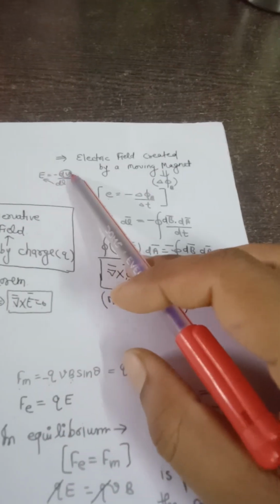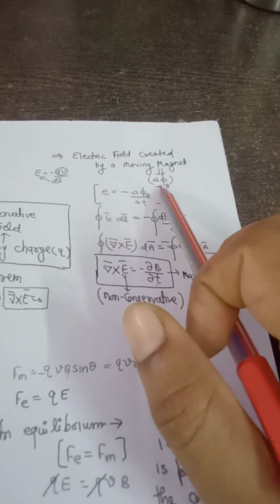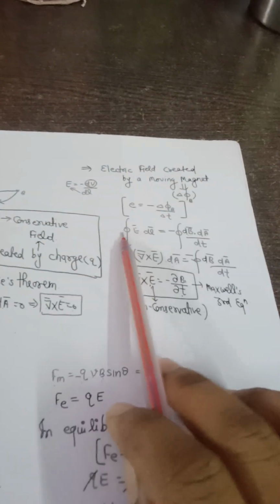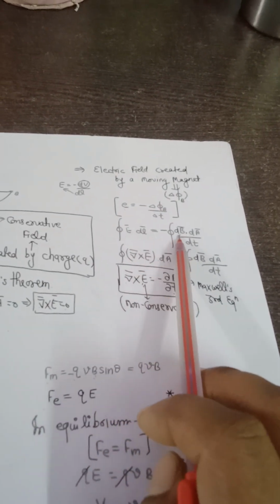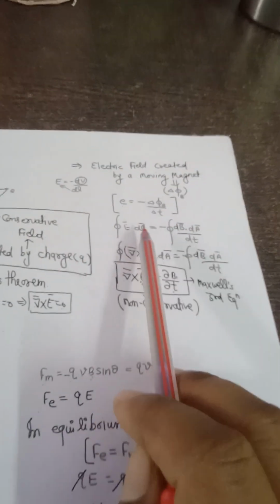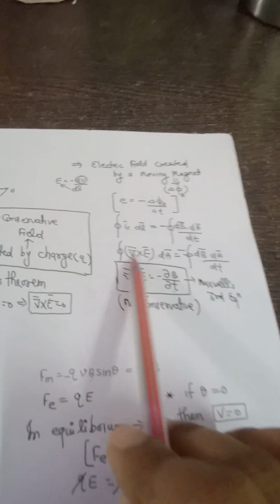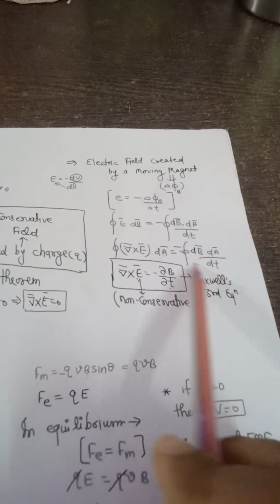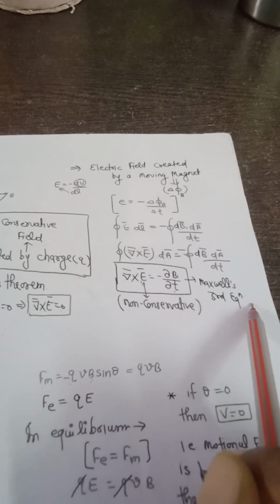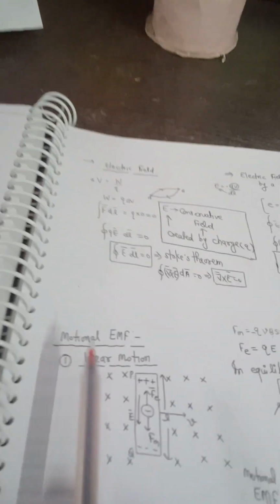And here E is equal to minus del V upon del. Electric field created by a moving magnet, that is delta phi V, is equal to minus del phi upon del t. And when we put closed integral E dot dl is equal to all these things, phi V is equal to del V upon del t, and after all the things we will find out del cross E is equal to minus del B upon del t. This is for non-conservative, and this is Faraday's law.